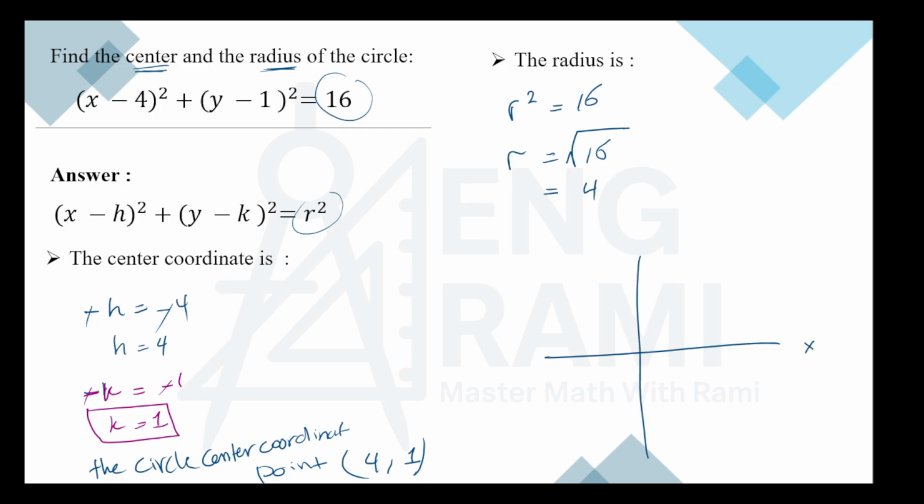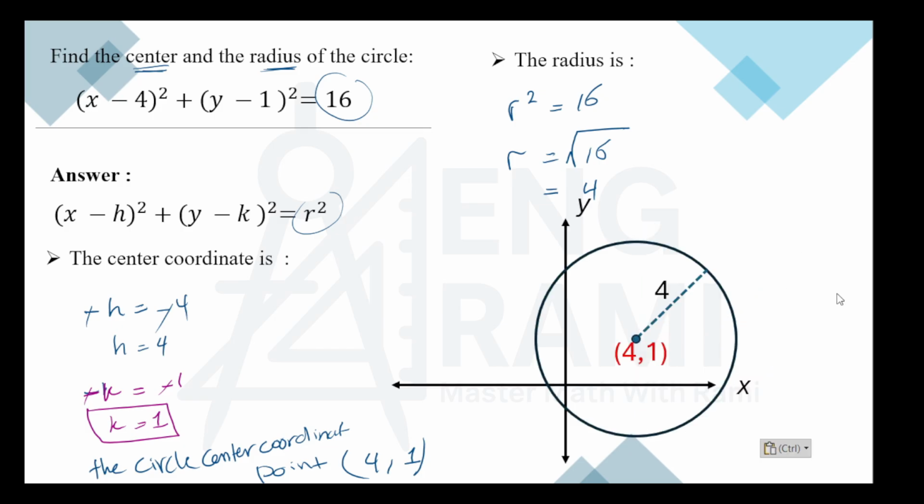Imagine you have x, y coordinate. If we want to draw the circle, the center point is 4, 1. This is 1, 2, 3, 4, and this is 1. Then the center point will be in here. And the radius is 4. Like this, for example, this is r equals 4 units. Then our circle will be in this shape. Another more clear shape that showing the center point and the radius of the circle.